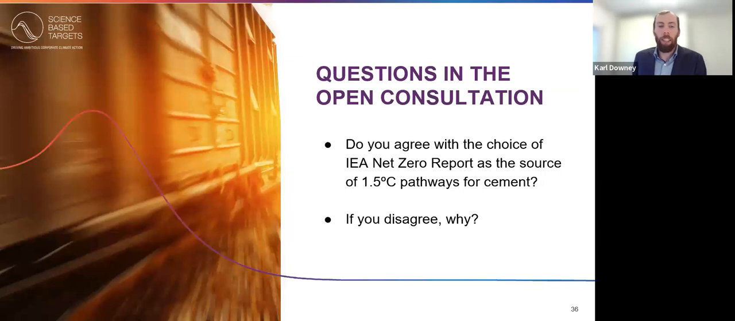So throughout this presentation, I will be highlighting a few questions that we have in the public consultation, for which we want your feedback. There are just two that are based on the material we presented so far. One, do you agree with the choice of the IEA Net Zero report as the source of 1.5 degree pathways for cement? And if you don't agree, why not? We don't intend to open a discussion on these now, but you will have the chance to respond in writing through the consultation.